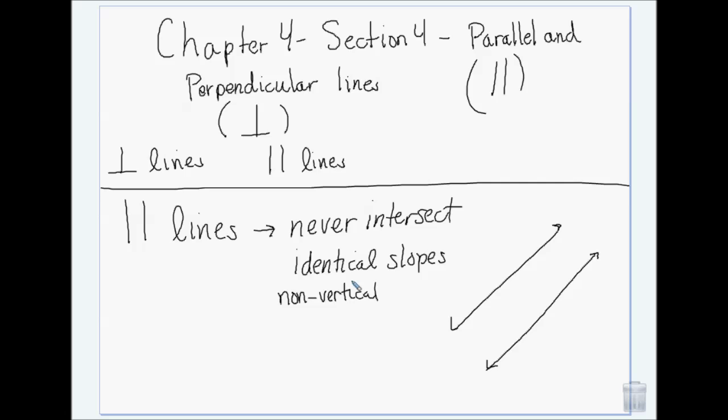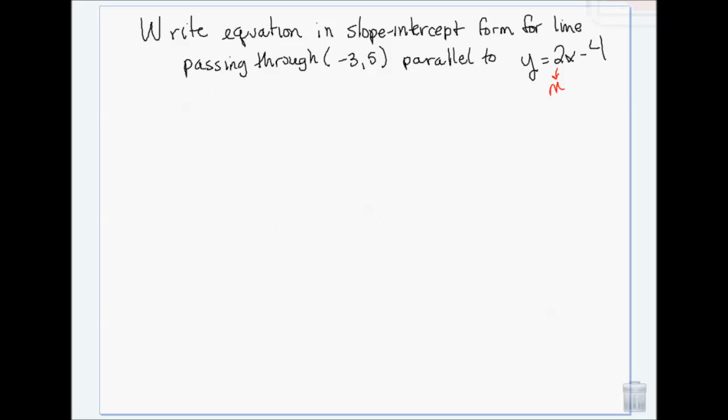Okay, so if you are writing equations to parallel lines, we're going to use the fact that their slopes are identical. We want to write the line that goes through this point, but that's parallel to this line. So basically we have some line like this, and then there's a point, 3, 5. And we want to make a line through it so that it's parallel. Make sense?